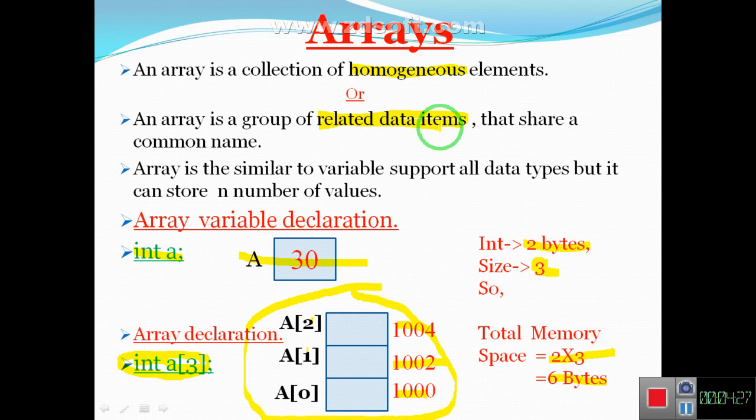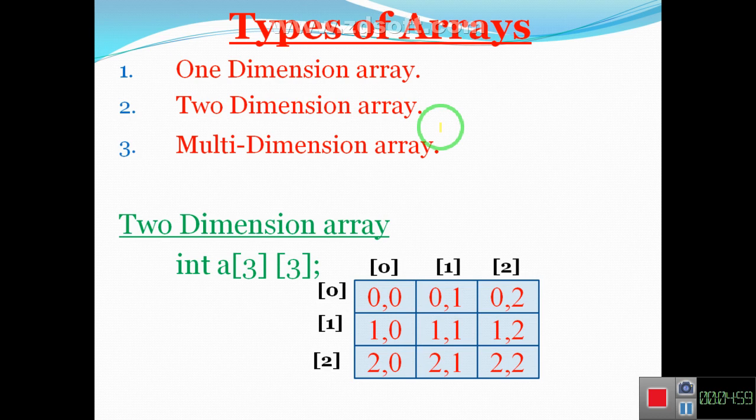You can see the example, integer A of 3. The 3 is the size. A is the common name for the 3 locations or 3 elements. That is what they said in the definition: an array is a group of related data items that share a common name. So an array can store n number of elements, and all the elements belong to the same data type. Next, types of array.